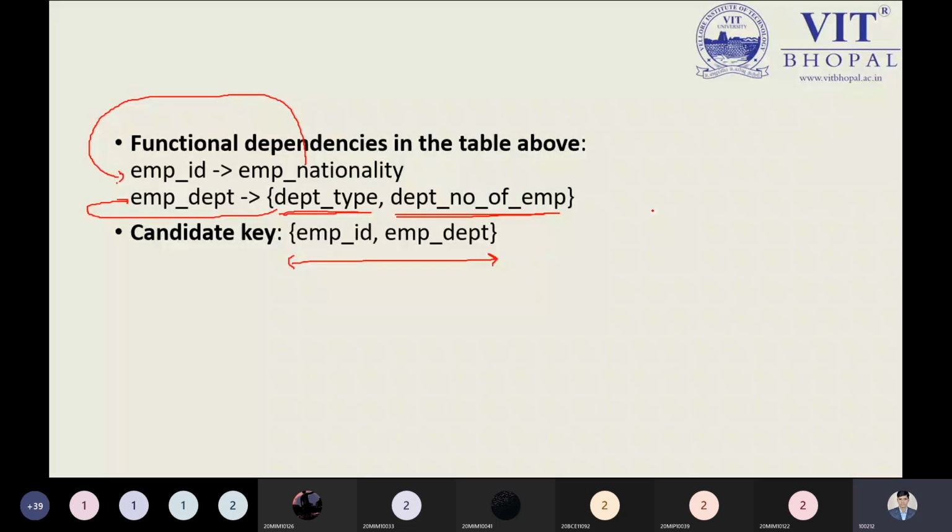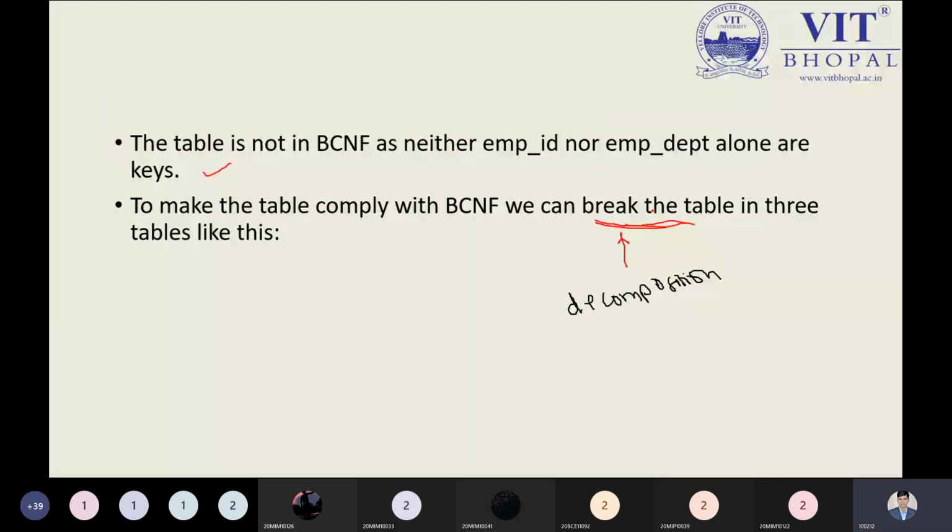But there is no need to worry about this part right now. So we have to determine the candidate key. That is the point. After this point, you can observe over here that the table is not in BCNF. Why can we say it is not a BCNF? Because employee ID and employee department both are attributes which are not treated as key attributes.